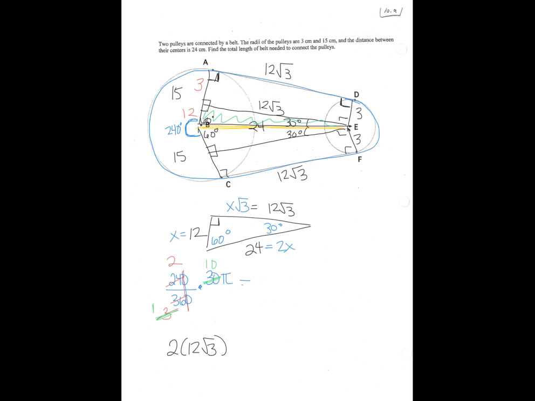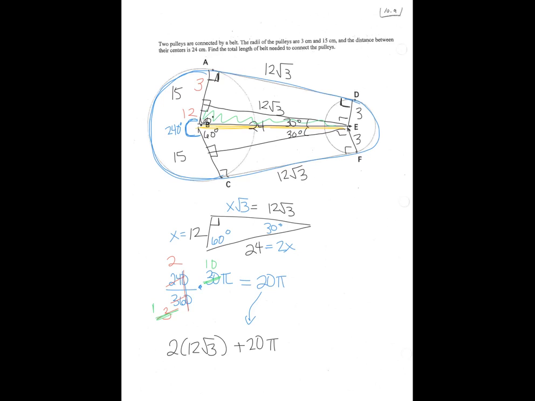So now let's multiply across. We have 2 times 10 times pi, which is 20 pi. And that is the arc length right here. So that's part of the belt. So let's add that in down here. We have plus 20 pi.